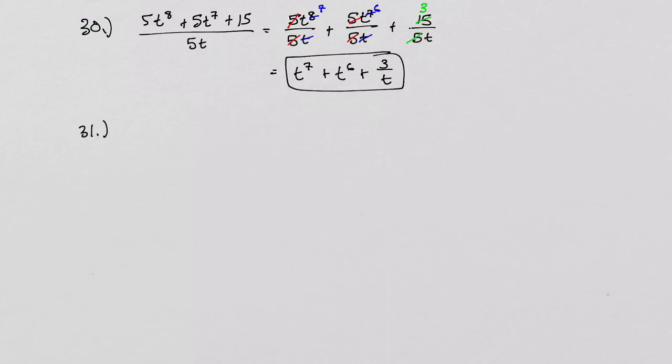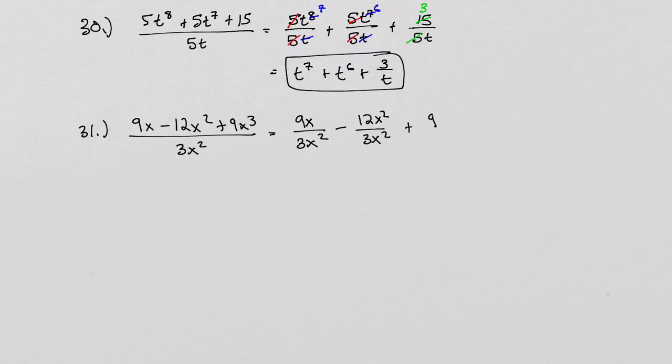which is 9x minus 12x squared plus 9x cubed divided by 3x squared. And once again, this is a polynomial up top divided by a singular polynomial, so a monomial. So we're going to do monomial division. This is the same thing as 9x over 3x squared minus 12x squared over 3x squared plus 9x cubed divided by 3x squared.